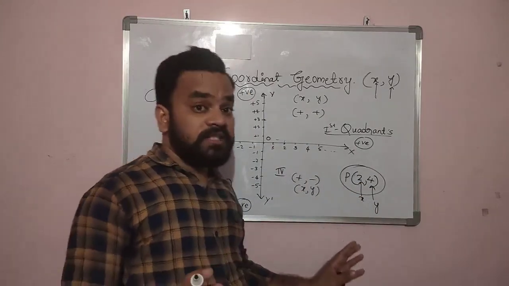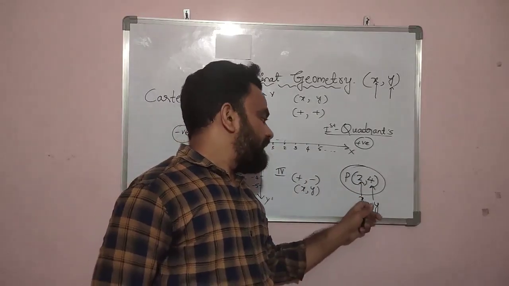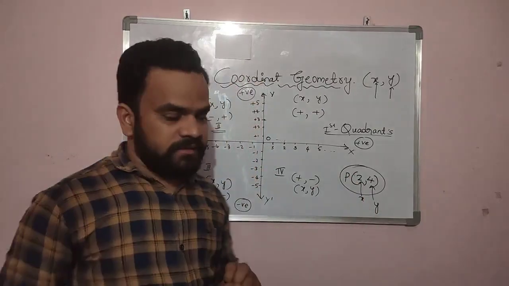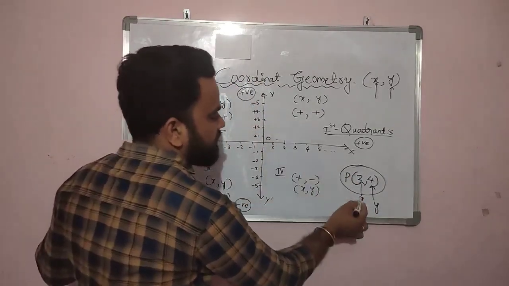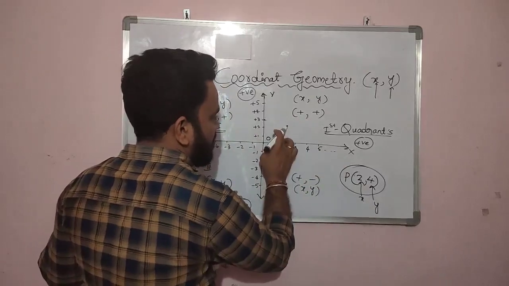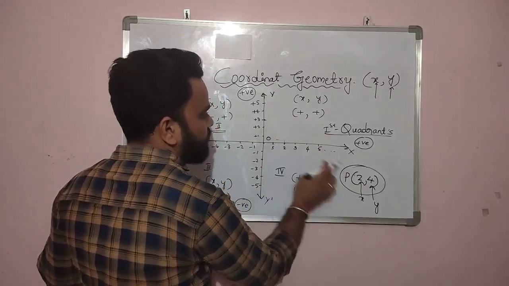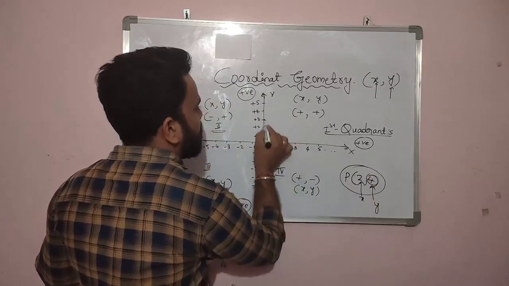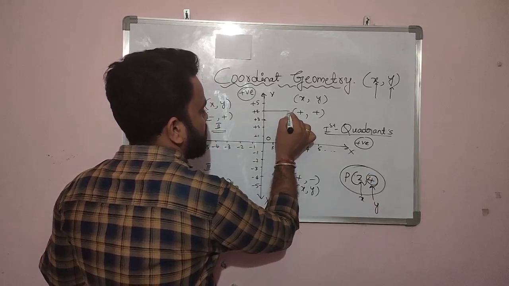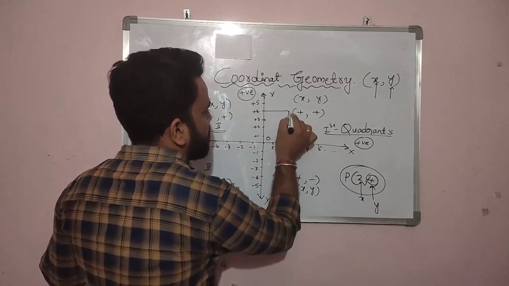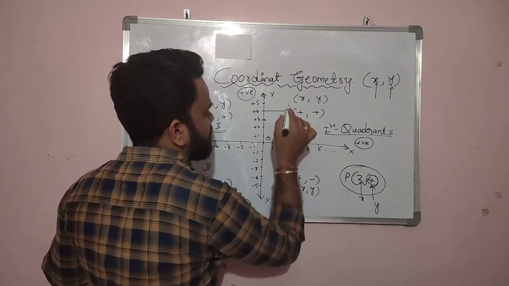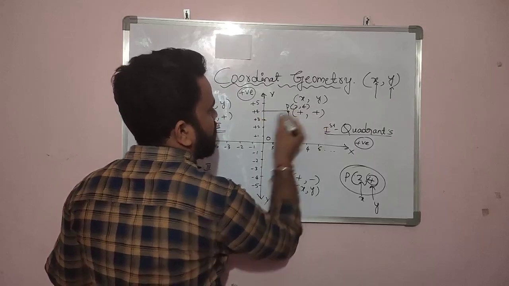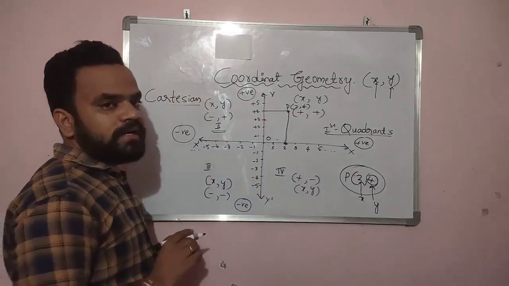Now you see in which quadrant this point is lying. X is positive, y is positive. Both are positive. Which quadrant? First quadrant, right? So in the first quadrant, where is x plus 2? X plus 2 is here. Where is y plus 4? Y plus 4 is here. You bring those lines to meet here, and this point will be P of 2 comma 4. This is how we locate points.